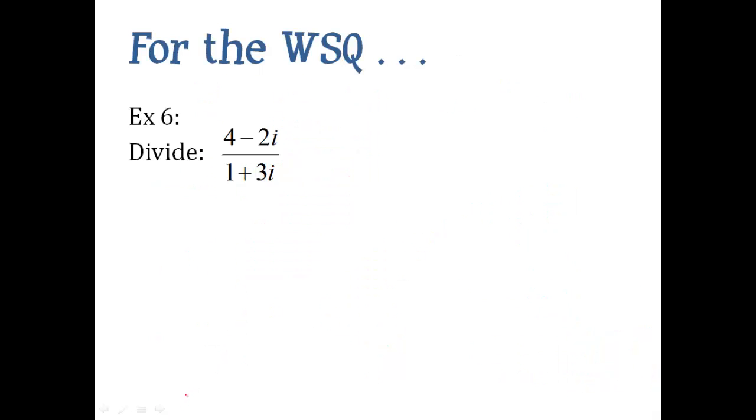All right, for the whisk, I want you to divide this. Remember the steps. Find the conjugate of the denominator, multiply the top and bottom by the conjugate of the denominator, and then simplify. Good luck, and write your answer in the whisk so I can see how you're doing.